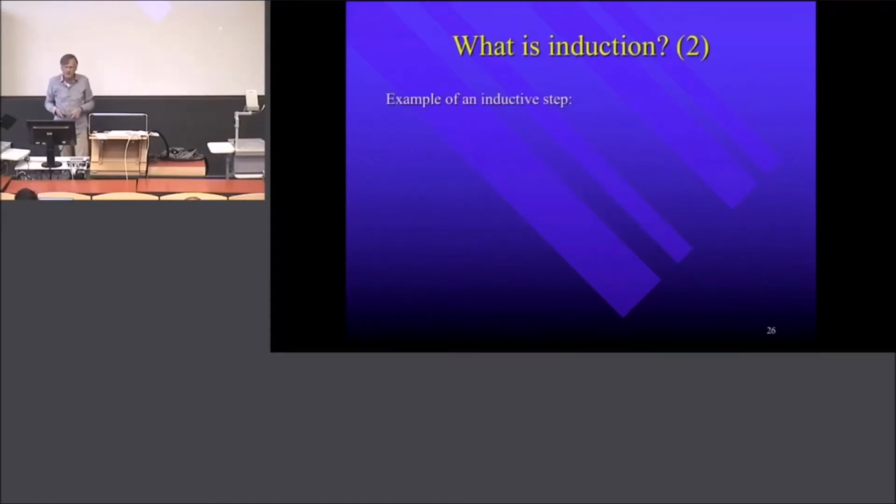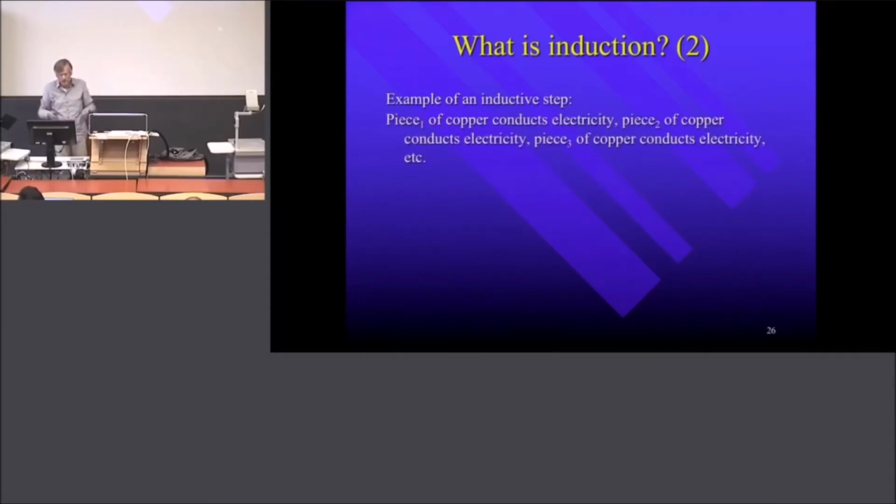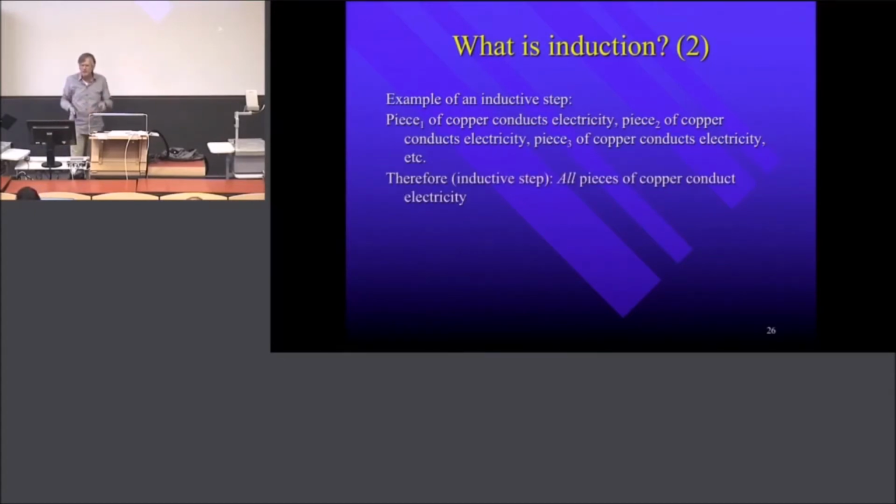This is deduction, and it is necessary to understand that in order to understand the difference to induction. Now, an example of an inductive step is one I used already. Piece 1 of copper conducts electricity, piece 2 of copper conducts electricity, piece 3 of copper conducts electricity, and you have some finite sample of these pieces of copper, and then you make the inductive step: all pieces of copper conduct electricity. It's just the inductive generalization.